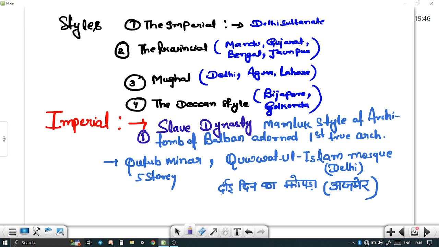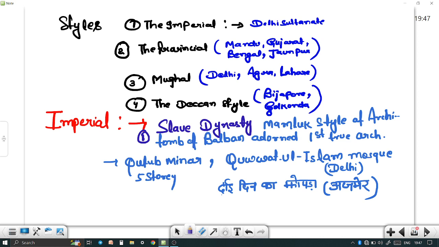So, imperial style basically flourished under the various dynasties that ruled during the Sultanate period. And each ruler imparted certain characteristics of his own. Okay. So, in imperial style, we will deal with all the dynasties right from the Slave dynasty, Khilji dynasty, Tughlaq dynasty, and Lodi dynasty. In all the dynasties, you will be seeing a different pattern. The first one is the Slave dynasty, in which the style of architecture during this period is known as the Mamluk style of architecture.